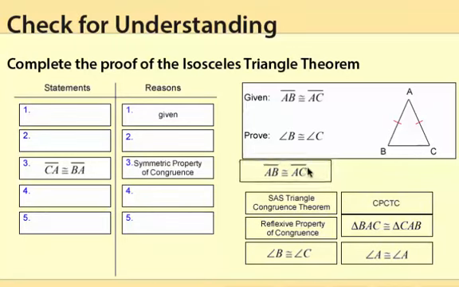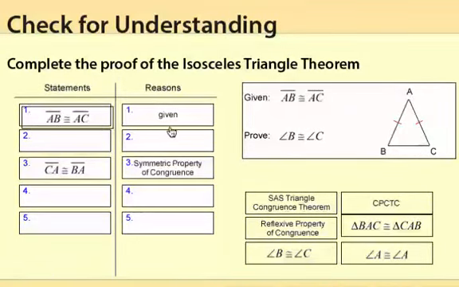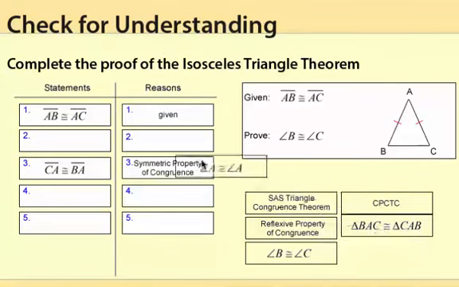First step is the given, segment AB congruent to segment AC. Now there isn't really much more we can conclude from this statement, so I'm going to move on to something else. Next thing is going to be this angle A. Angle A is congruent to itself.